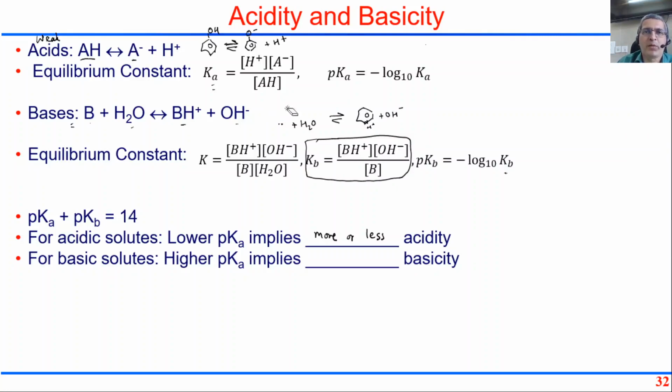Or a tertiary amine, R3N, it would give R3NH plus and OH minus, right? Quaternized ammonia. So for basic solutes, higher pKa, does it mean more basicity or less basicity? I want you to think about this.